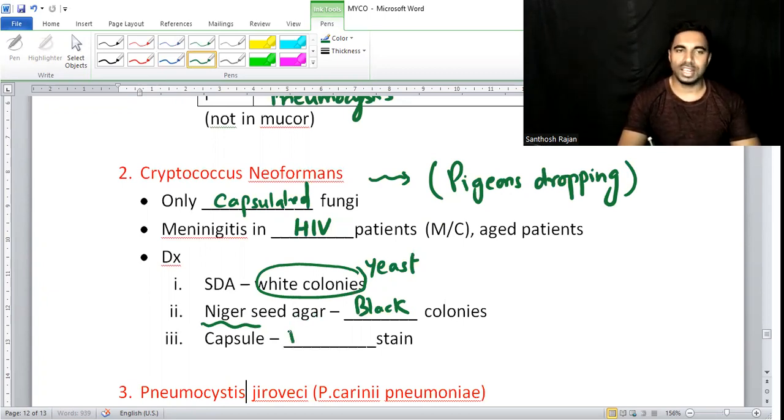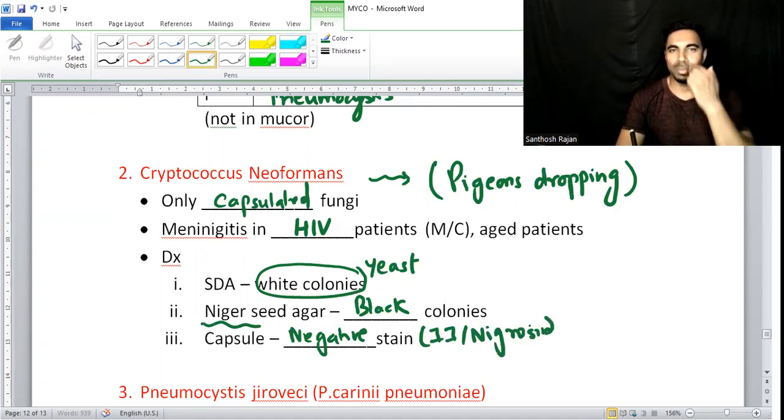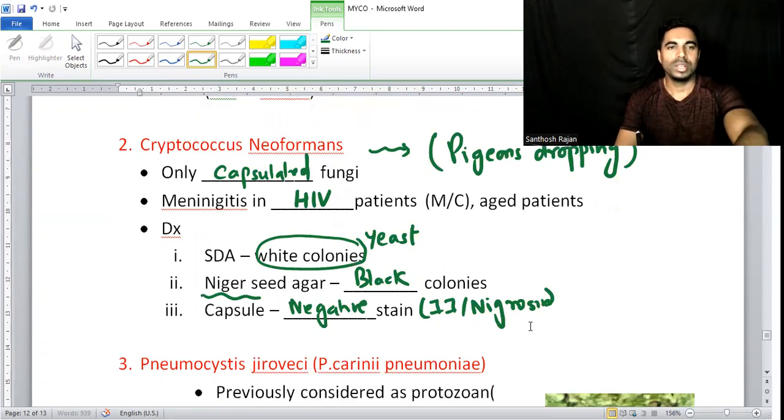What is that? It's the negative stain. For negative stain, you can use either Indian ink or Nigrosin. We have repeated this many times. Remember that. Pictures of Cryptococcus have been repeated many times, so they are not needed here.